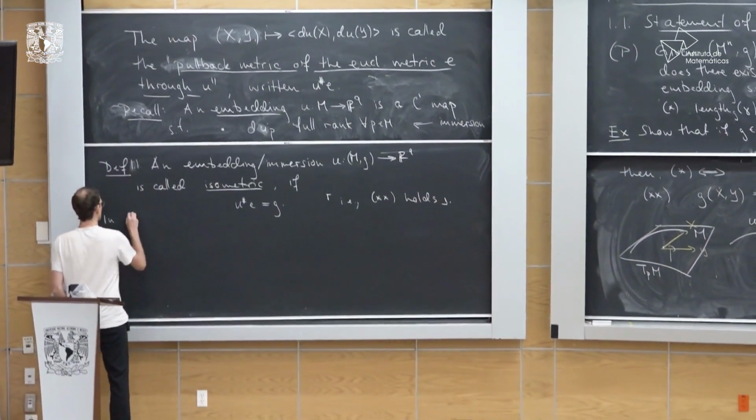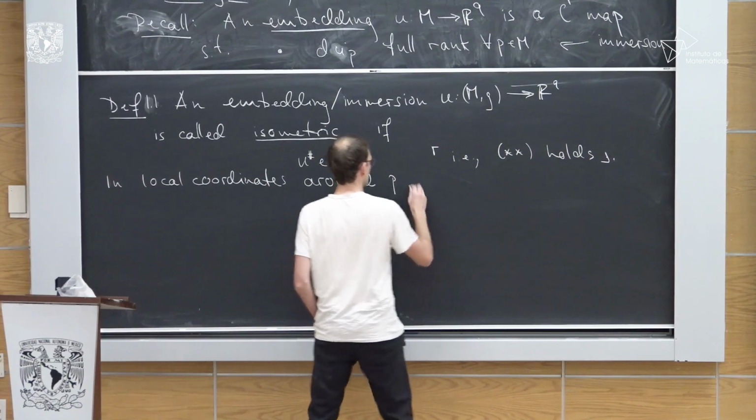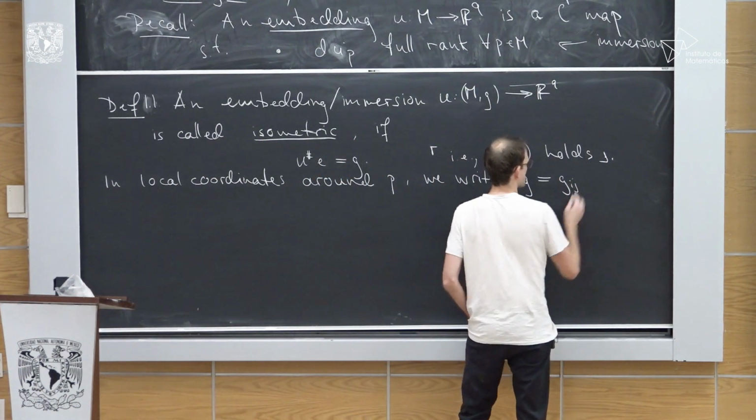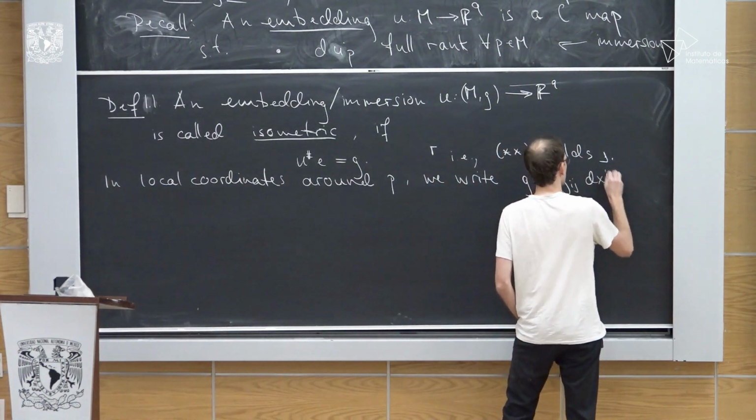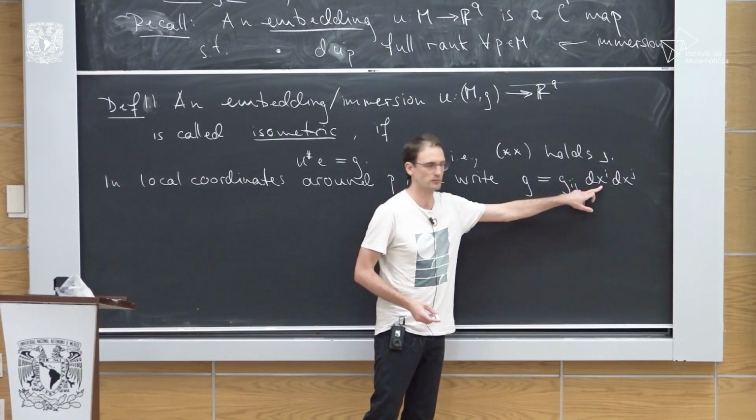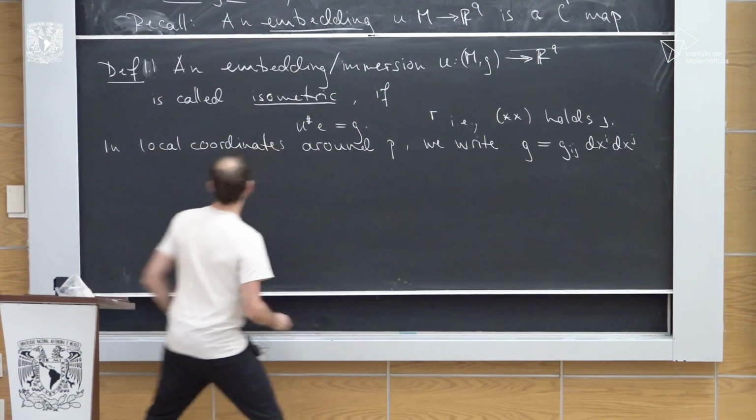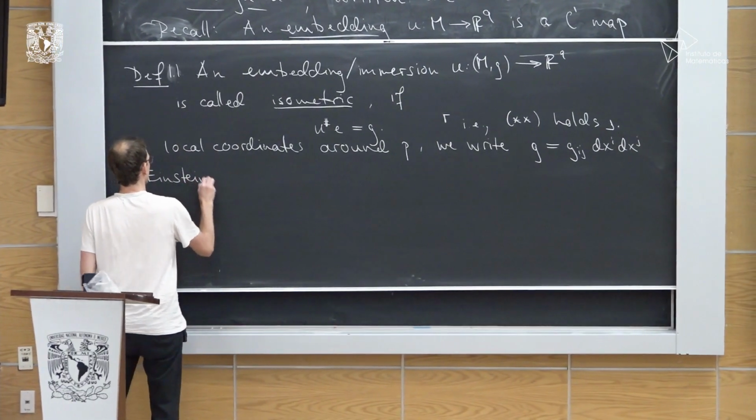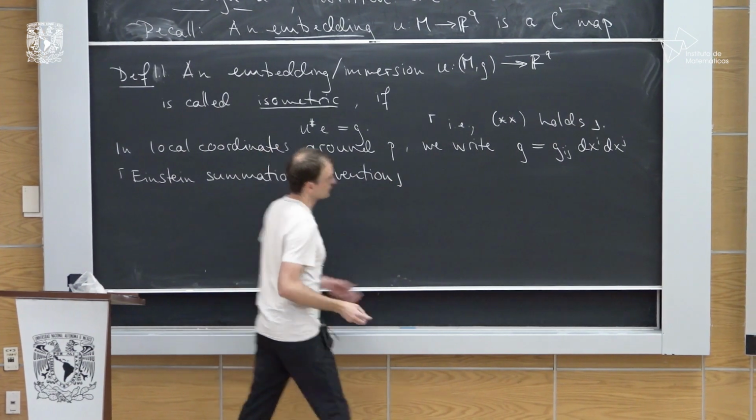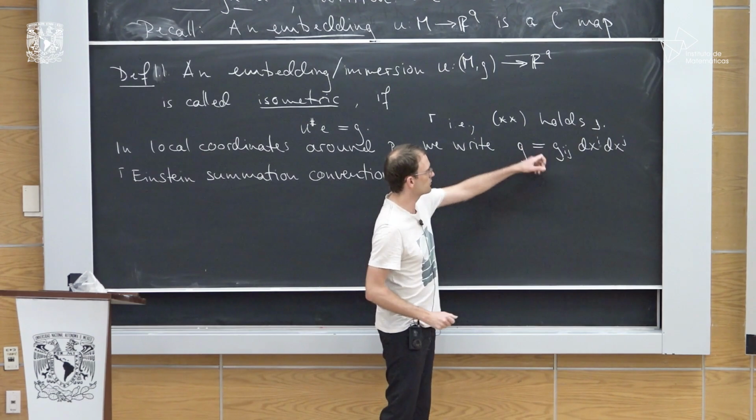So in local coordinates around some point P, we can write the metric G as some coefficients, g_ij, so it's a matrix of coefficients, times dx^i dx^j. So g_ij are simply the coefficients of this metric tensor in these local coordinates x^i. And you can think about the metric as simply a matrix, an n by n matrix. And here I'm using the Einstein summation convention. So whenever I see an index which is repeated, once in the bottom and once in the top, it means that I'm summing over this index. So this is actually a sum over i and j from 1 to n.